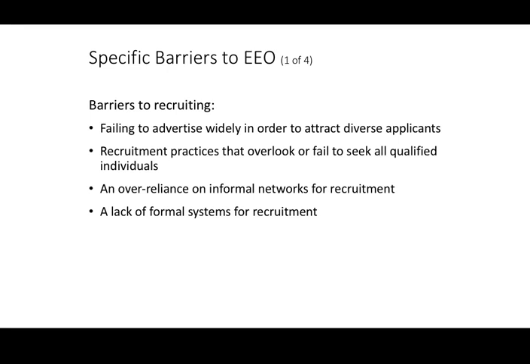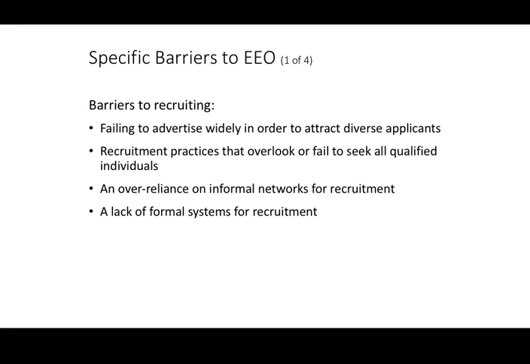Some of the key barriers to recruiting is failing to advertise to diverse populations. Particularly if you're in affirmative action, that is one of your primary responsibilities, making sure that you are attracting qualified women and minorities from across different resources. The more diverse our applicant pool is, the more diverse our organization will be. If you fail to attract diverse applicants, you are creating a problem downstream for your company.